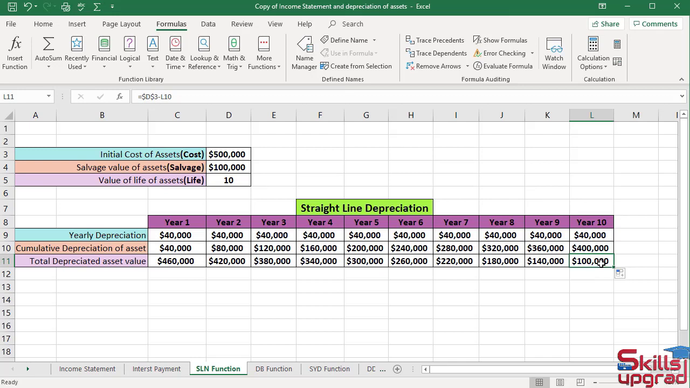This value reaches equal to the salvage value at the end of its useful life. So the straight line function calculates the depreciated asset value of the company by a constant amount. The difference between these two cells is $40,000, and the difference between these two cells is $40,000.